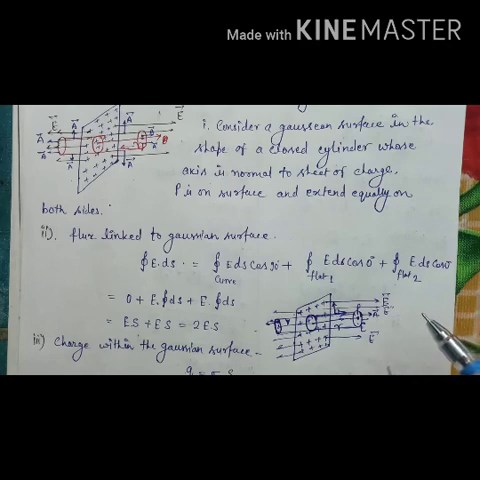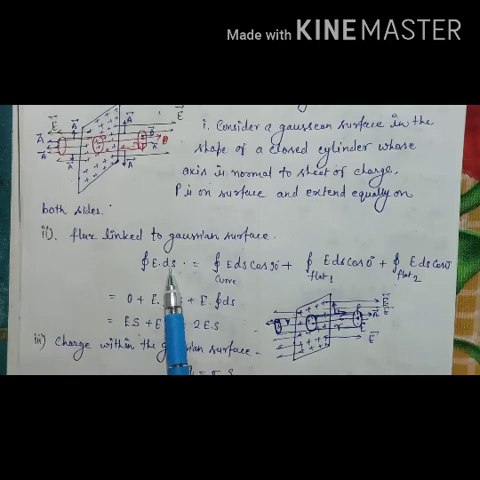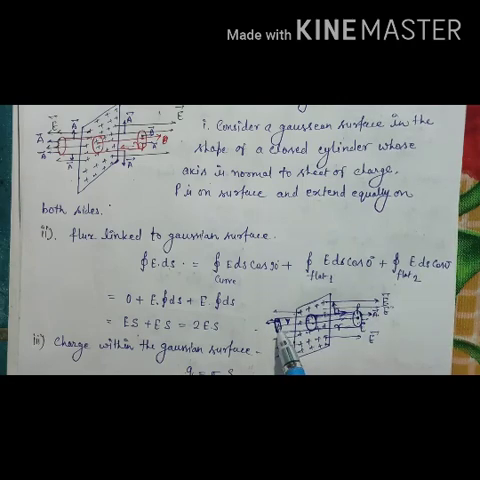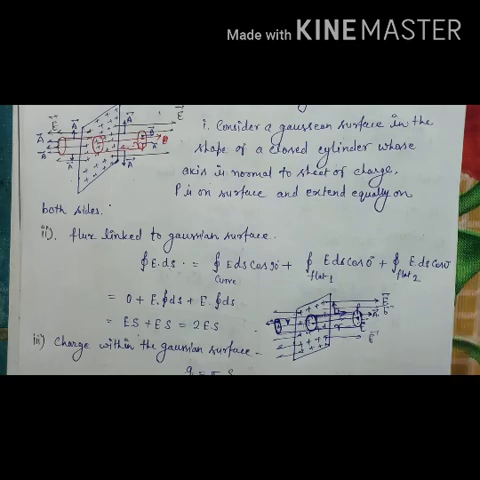Second step, we calculate how much flux is linked to this Gaussian surface. The flux linked to the Gaussian surface is denoted by the integral of E dot ds, and we separate this, or we can say we cut this cylinder into three parts. First is one curved part, and then two flat surfaces: one flat surface is this, and another flat surface is this.